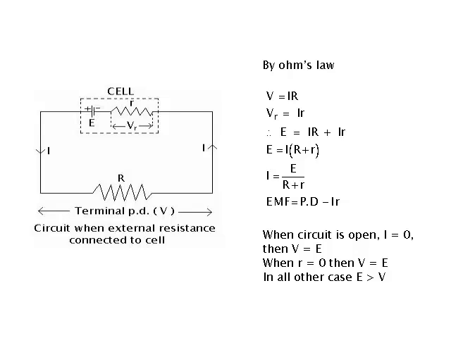By Ohm's law, V equal to IR, V_r equal to I into small r. Therefore, E equal to IR plus I into small r, that is equal to I into (R plus r). Therefore, I equal to E upon (R plus r). EMF equal to potential difference plus I into small r. When circuit is open, I equal to 0, hence V equal to E. When R equal to 0, then V equal to E. In all the other cases, E is greater than V.